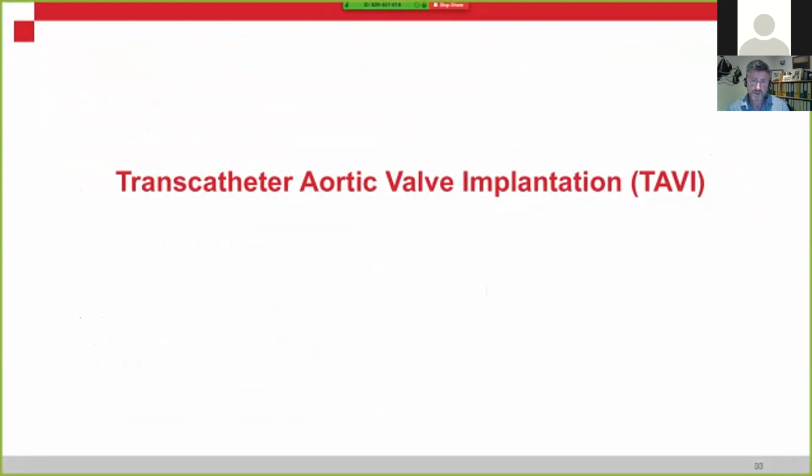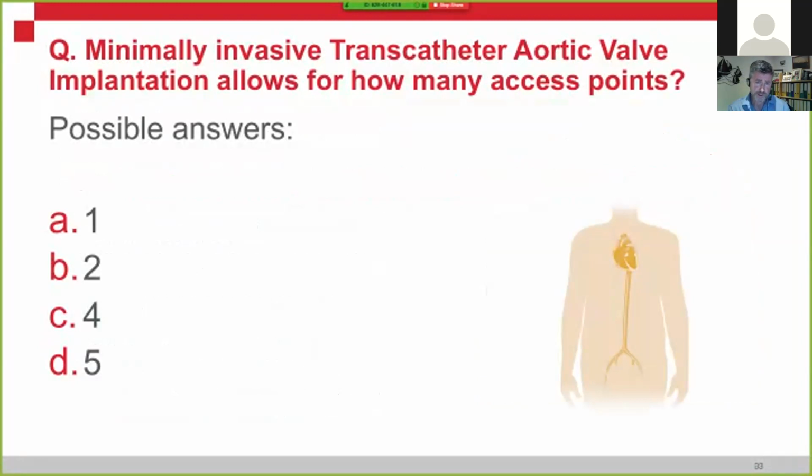So this brings us on to transcatheter aortic valve implantation, which has been around for about 15 years now. And really this was, oh, sorry, there's another poll. I don't expect you to know, but would anyone have a guess as to how many TAVI implantation sites there are in terms of access points? Or I can just go through it very quickly if you want.